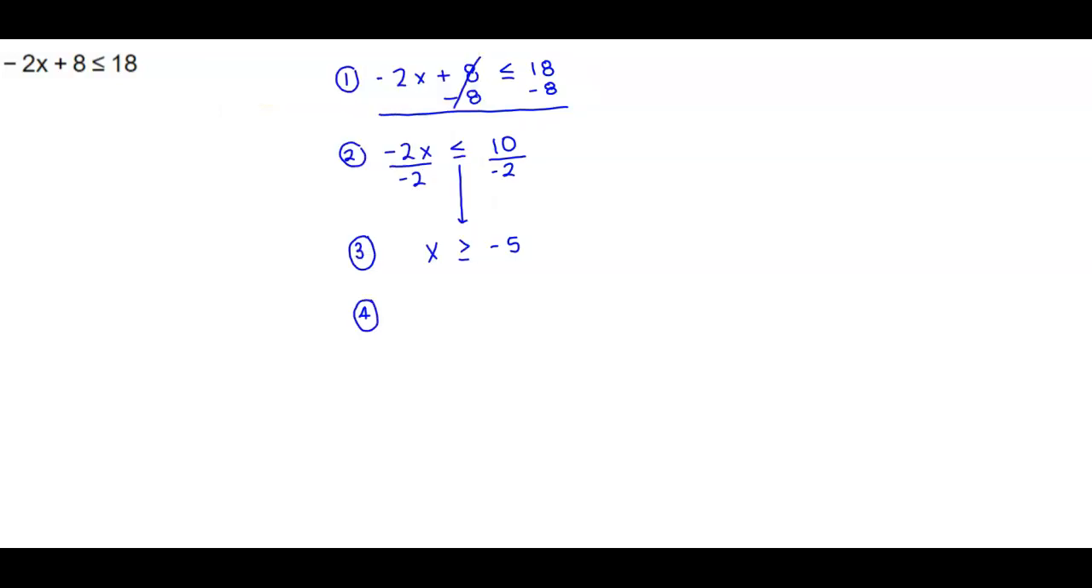Now we need to rewrite this in interval notation. So remember, if we want to write this in interval notation, we're going from negative infinity to positive infinity. And now let's locate where negative 5 is. So negative 5 is to the left of 0. And if you notice, it says greater than or equal to, so we have a bracket, and it's going towards positive infinity. So therefore, we have the interval notation. It starts at bracket negative 5, and it's going towards positive infinity. And there is our interval notation solution.